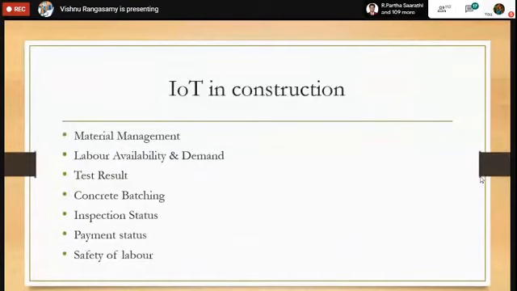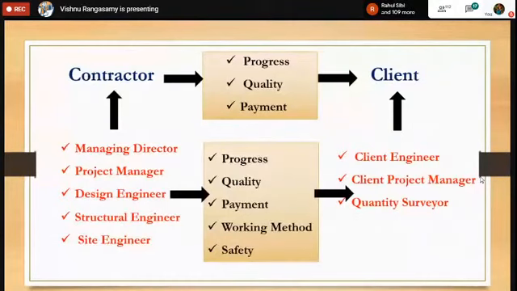So you can have test results. Next, the concrete batching unit. At what time is it batched within the site? What is the inspection status? What is the payment status? And the safety of the labor. These can all be coordinated in this IoT. It is a chart showing how the IoT is going to happen.